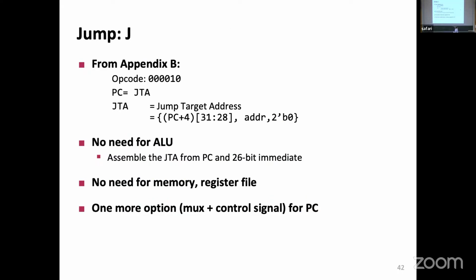So if this is the opcode, the program counter will be equal to this jump target address. And what we will do is take, you know, if we weren't jumping, our address would always be PC plus 4. So let's take the first 4 bits of whatever PC plus 4 is, add our immediate, and then add 2 zeros. Necessity brings us to some compromises.